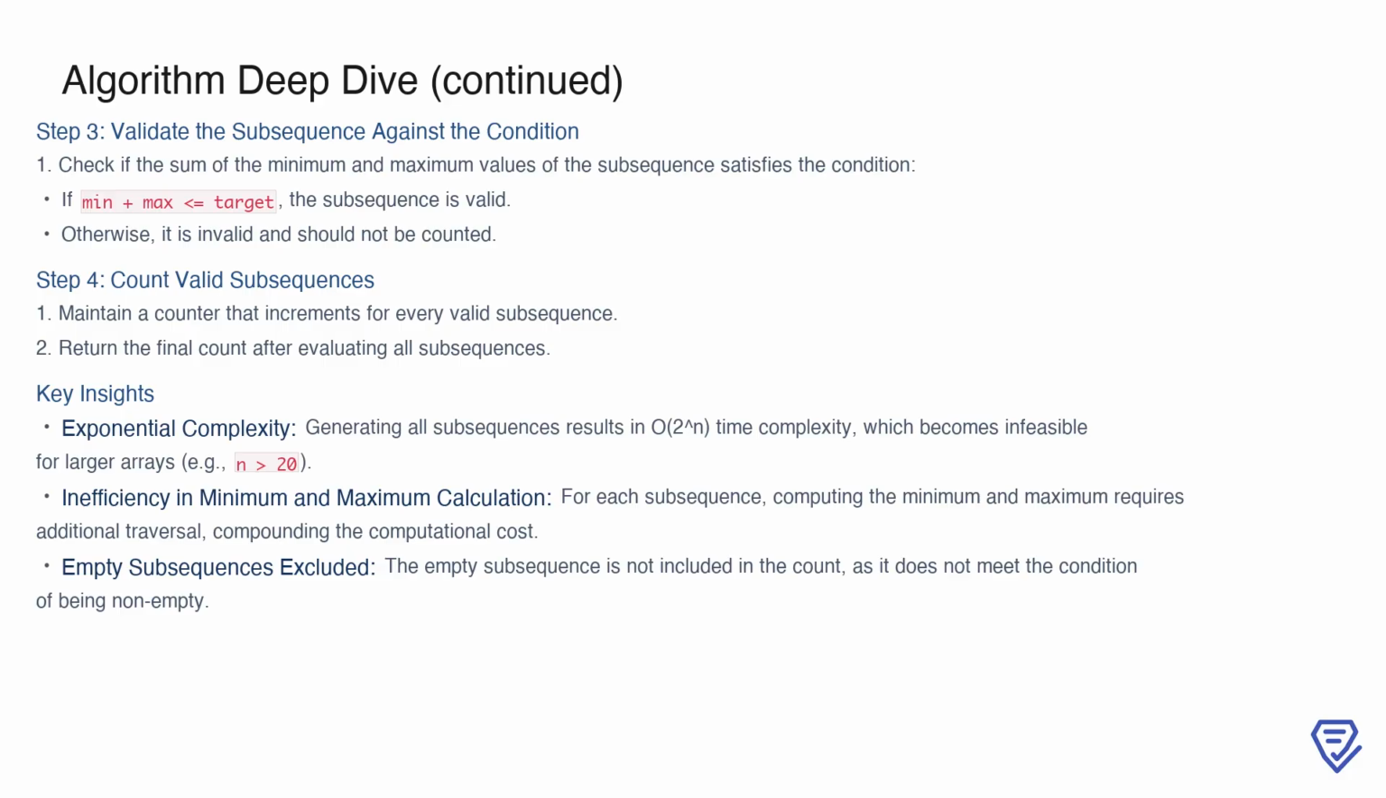First, the approach has exponential complexity because generating all subsequences requires O(2^n) time. This quickly becomes impractical for larger values of n, such as n greater than 20. Additionally, the need to compute the minimum and maximum for each subsequence adds further inefficiency, as it involves extra traversal. One thing to keep in mind is that we exclude empty subsequences from the count because the problem specifies that only non-empty subsequences should be considered.